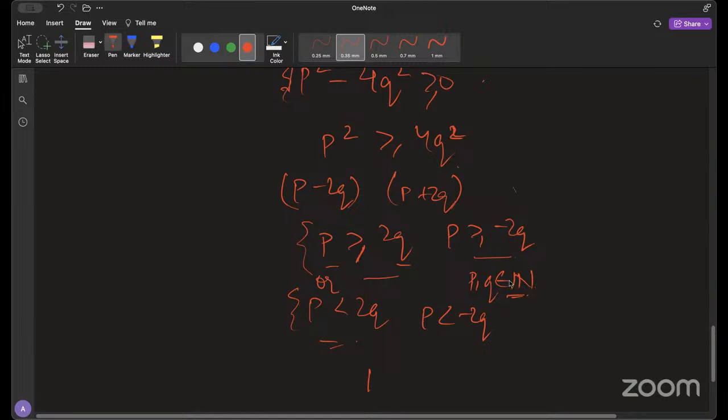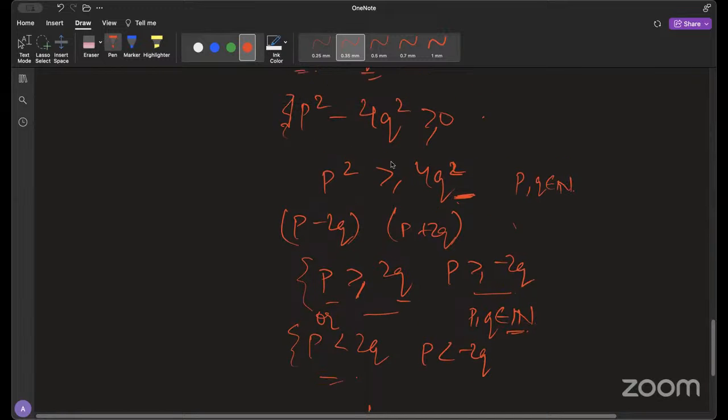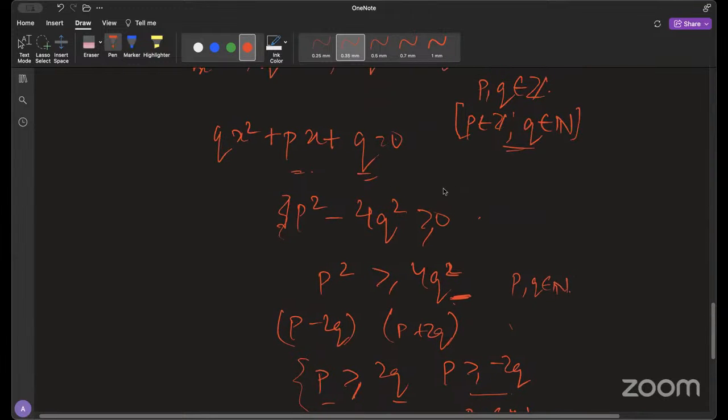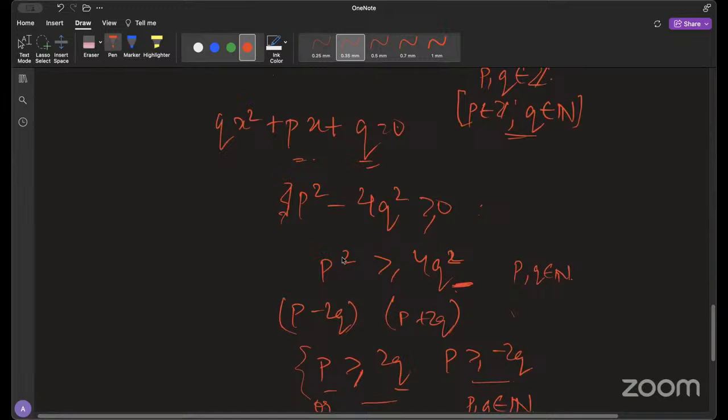We don't even have to do all this. We can just figure it out from here only. If we take P and Q from natural numbers, there are definitely natural numbers such that your P square is greater than 4Q square, right? Yeah, there are.